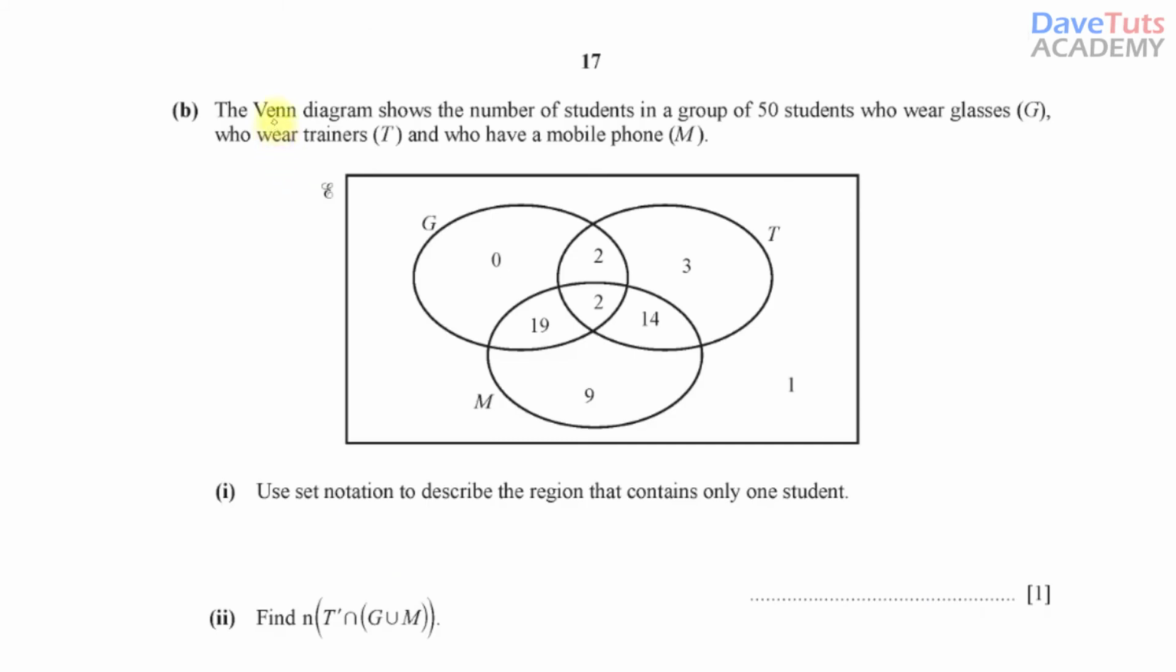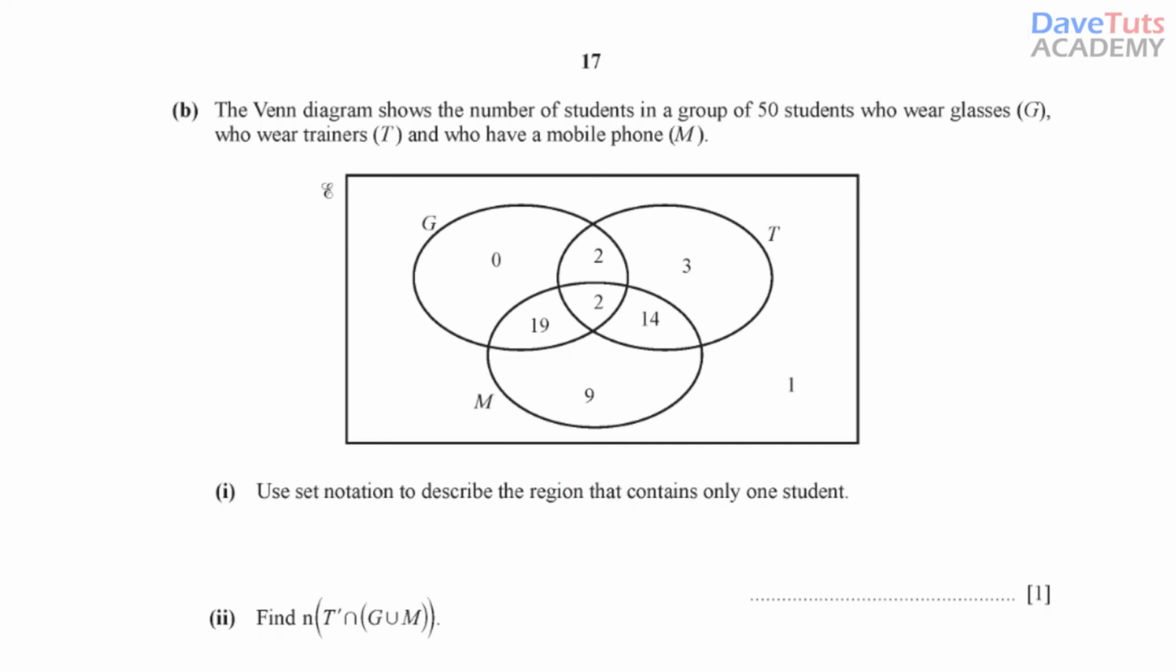For this question, we have it that the Venn diagram shows the number of students in a group of 50 students. Okay, so we can say that the universal set is 50 students, and those who wear glasses, that is G, who wear trainers, that is T, and who have a mobile phone, that is M. So we have G, T, M. Now we have to use set notation to describe the region that contains only one student.